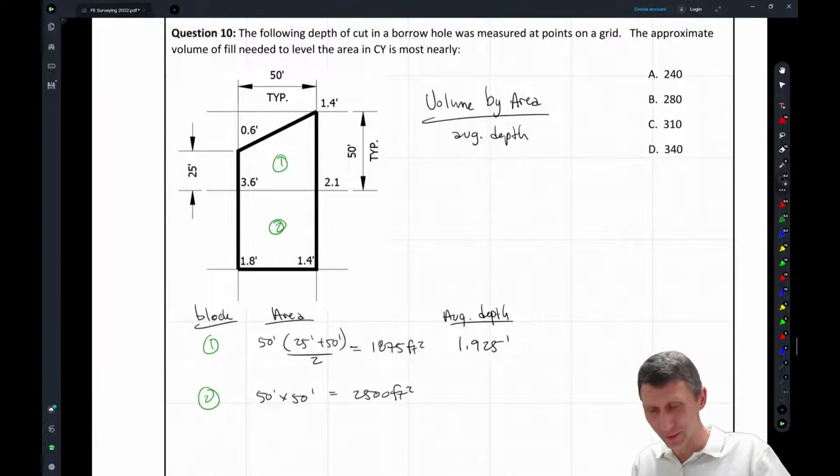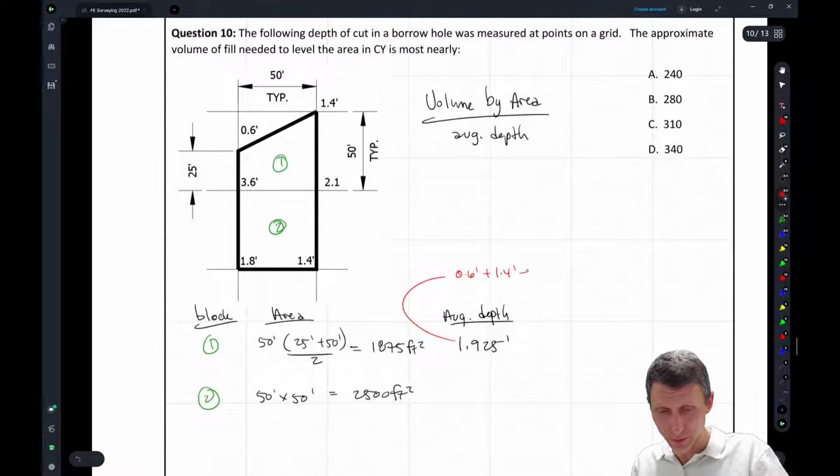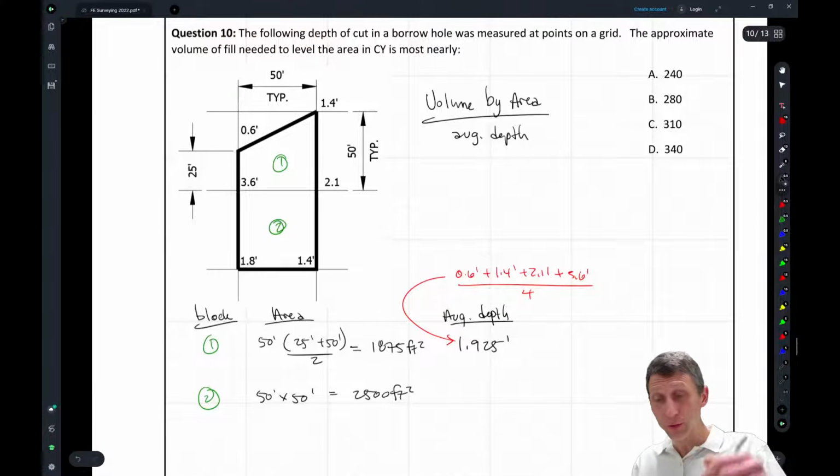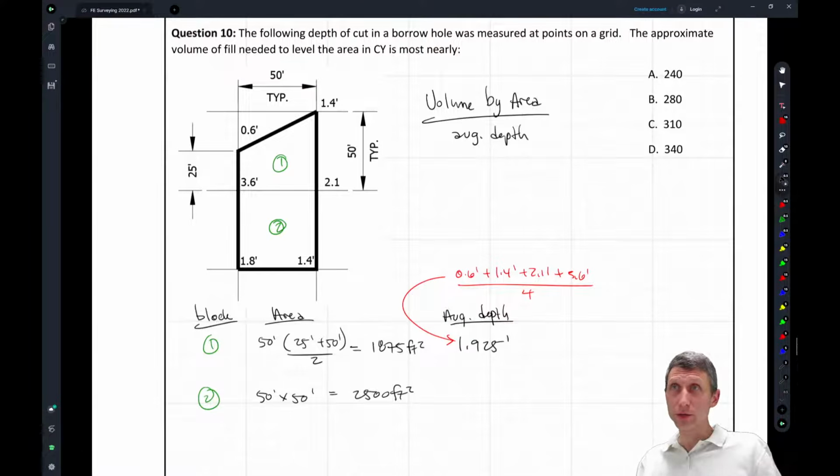It just comes from 0.6 feet plus 1.4 feet plus 2.1 feet plus 3.6 feet all over 4, right? That's just the average depth. And if we do the same thing for block 2, what do we get? Let me see if I can do this right the first time. 3.6 plus 2.1 plus 1.8 plus 1.4 and divide it all by 4, and I got like 2.225.